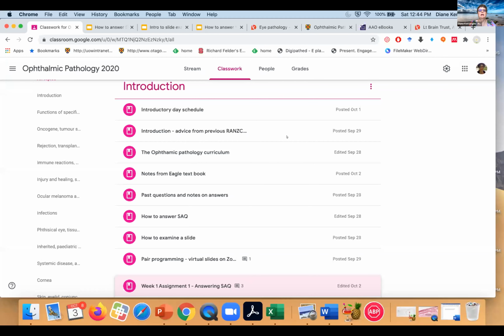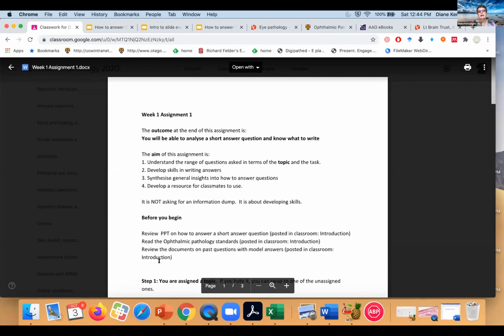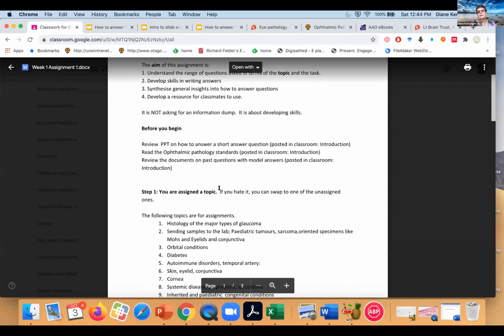Here on our classroom page, we're going to look at the assignment. The documents that you will need to do this assignment effectively are here: past questions and notes on answers, and the ophthalmic pathology curriculum. Okay, so what I want you to do is look at your topic, which I'm going to show you where it is in a moment.